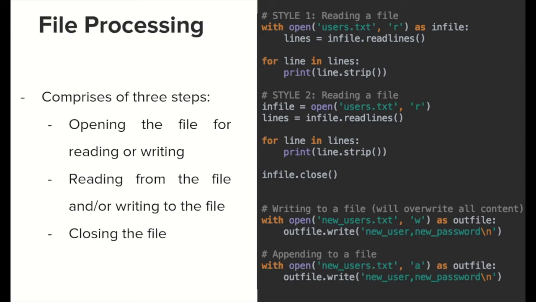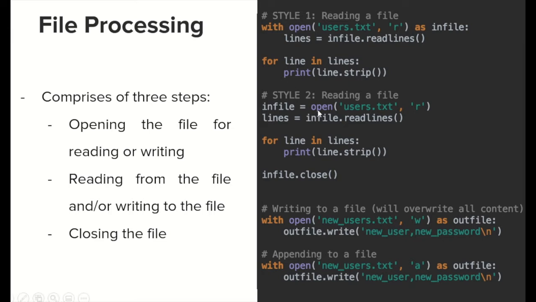By file processing, we mean reading data from a file and also writing data to a file. These are really common tasks that you need to do as a programmer. Sometimes you have configuration files or data stored in files that you need to read into your programs. And also often you need to actually store data from your programs into a file.